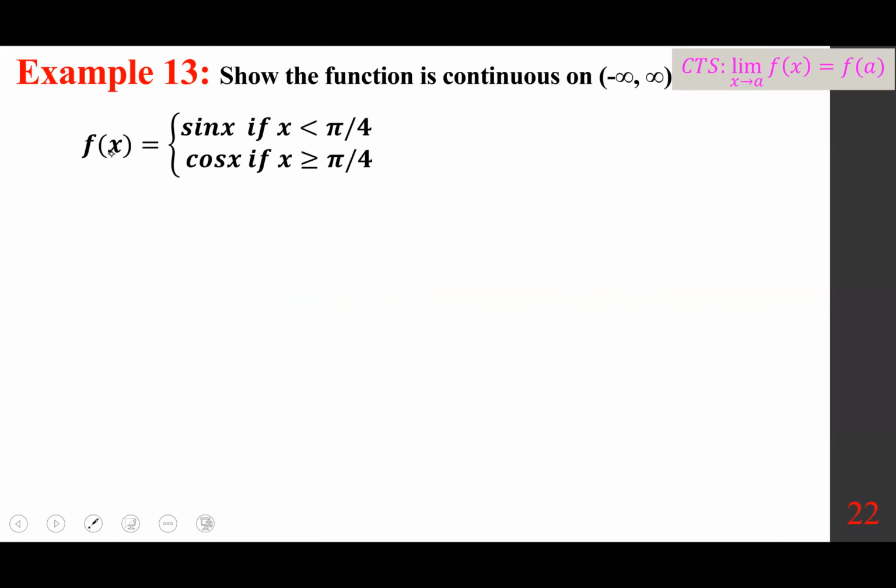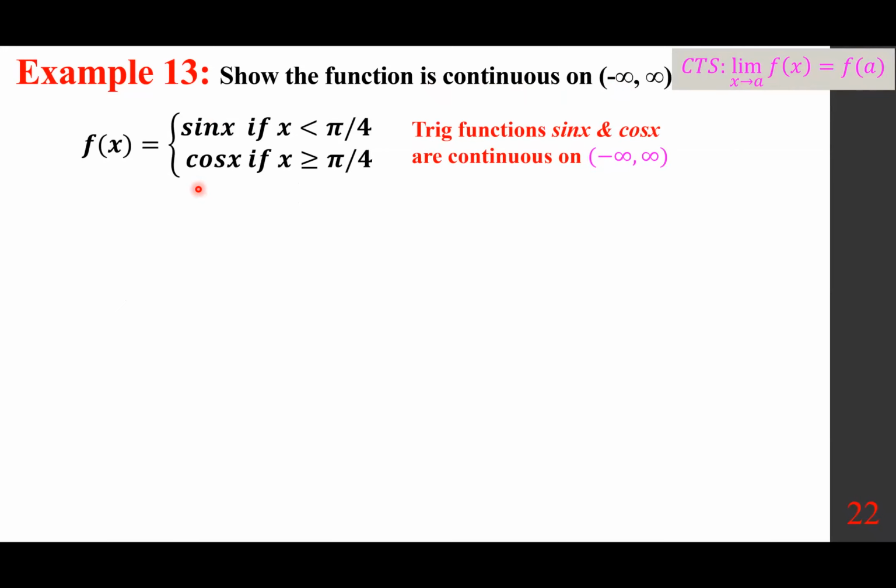Show the function f of x equals sine x if x is less than pi over 4, cosine x if x is larger than or equal to pi over 4 is continuous on the interval of negative to positive infinity. And remember, a function is continuous at a point when the limit of f of x as x approaches a equals f of a. Notice both of them are trigonometric functions. As you recall, the domain for sine is all real numbers. The domain for cosine x is all real numbers. So they are continuous from negative to positive infinity.